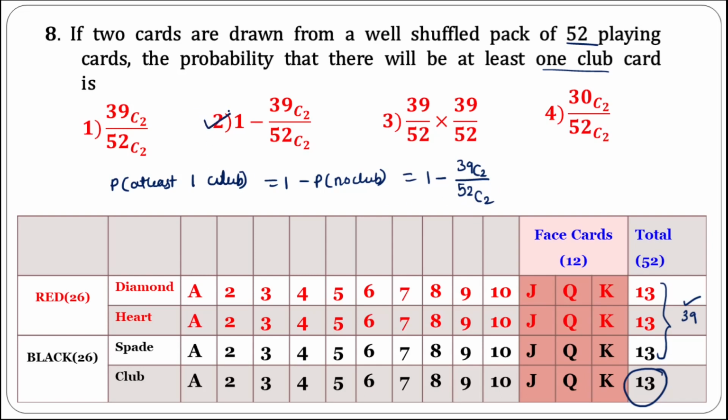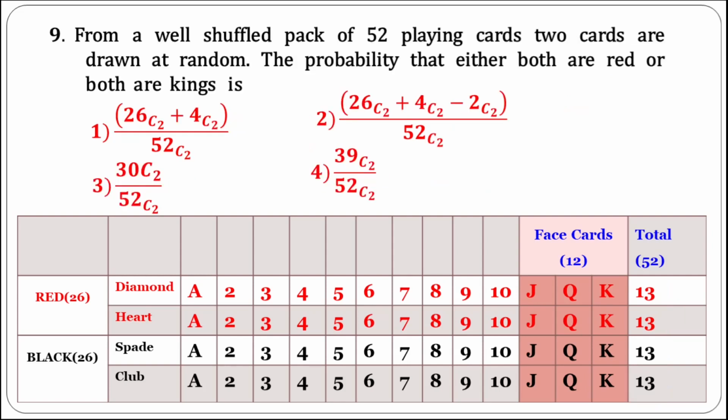Right. Now let's see the next question. From a well shuffled pack of 52 playing cards, 2 cards are drawn at random. The probability that either both are red or both are kings. See how many red cards we have? 26. Out of those 26, I have to select 2. So 26C2. Or means plus. How many kings we have? 4 kings. Here you can see. Right. Out of those 4 kings, I have to select 2.